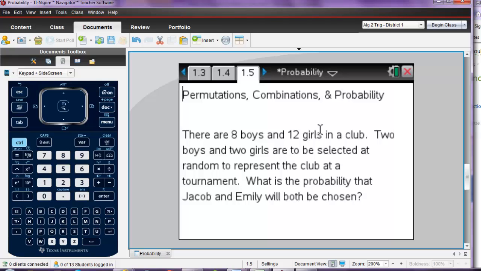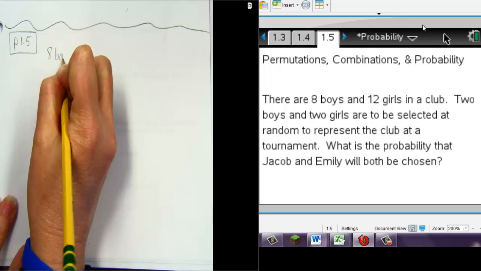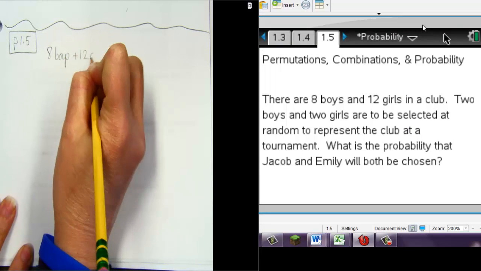Okay, so what you need to think about here are a couple of things. For probability, you need a fraction answer. And the denominator is always the total sample size, the total sample space, the total number of possible outcomes. So in this case, I have 20 kids, and I'm choosing 2 to be on a team or in a club. So the denominator of this fraction will be a combination, and we'll write this down in a minute.